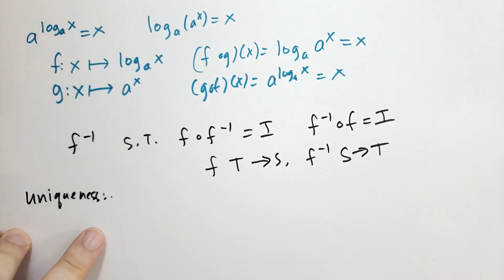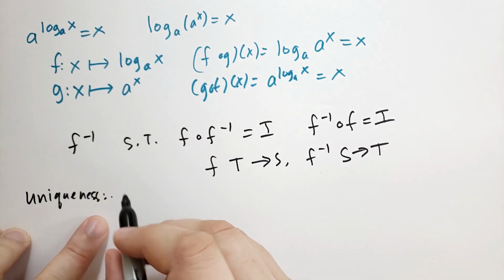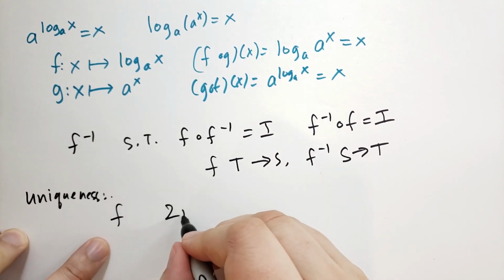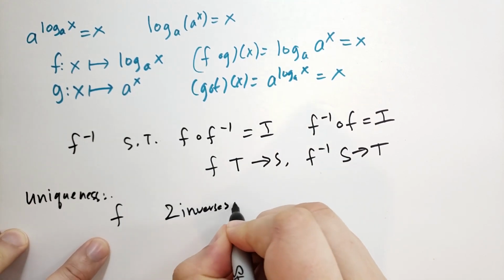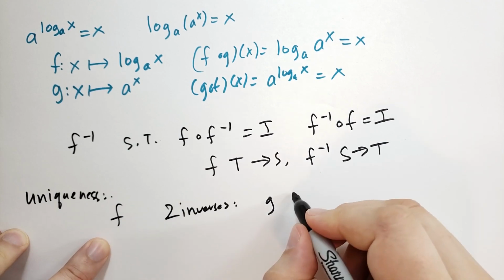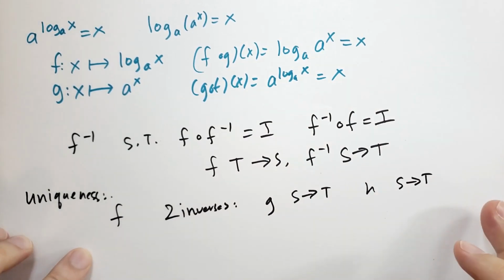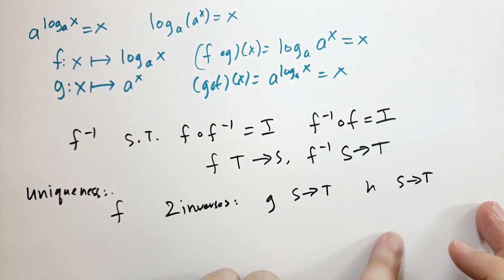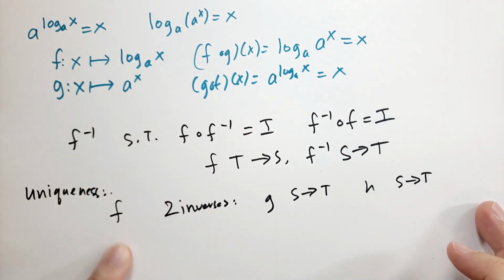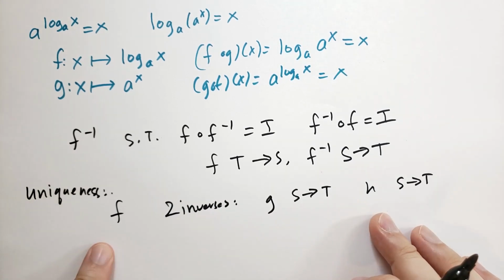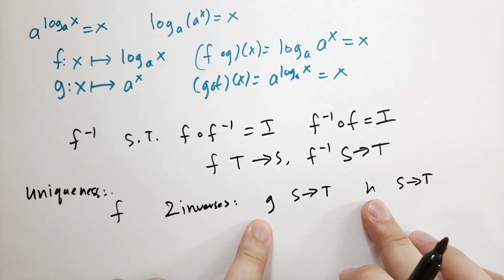So, uniqueness. We have the idea that we should have uniqueness among the inverses. Let's say f has two inverses, g, which maps s to t, and h, which maps s to t. You can prove for yourself, and if you don't remember how, there are previous videos that talk about how to do this, that g and h must be the same.